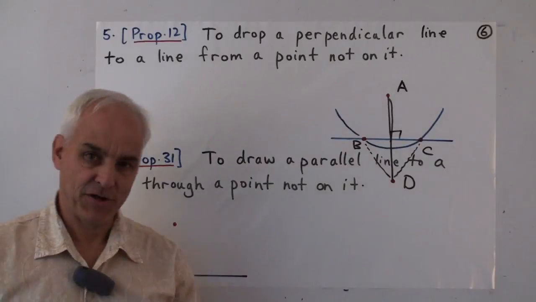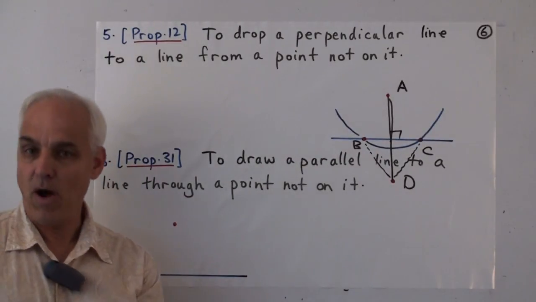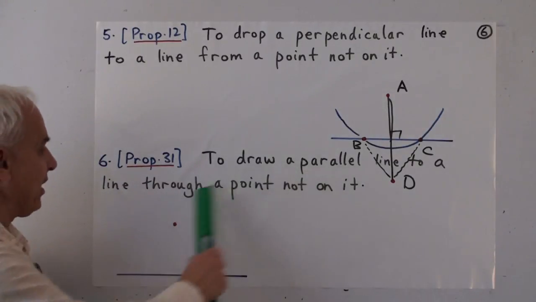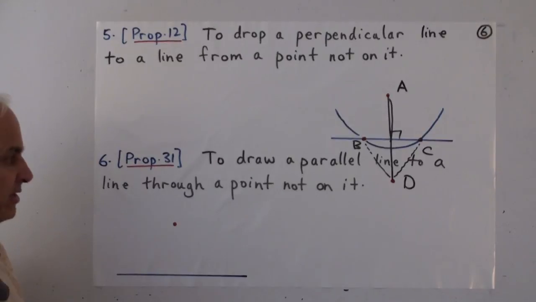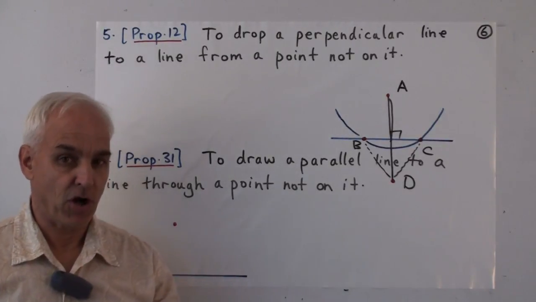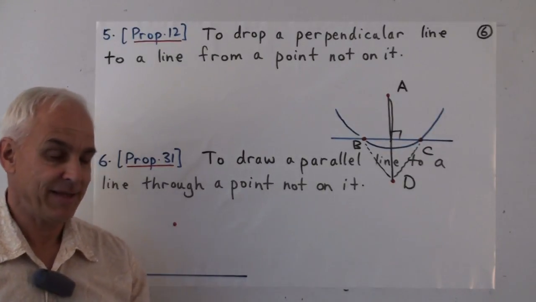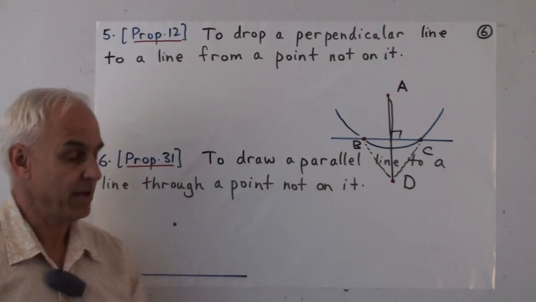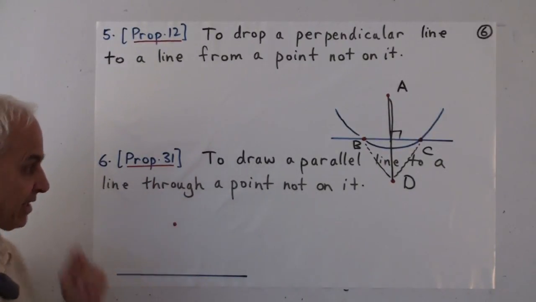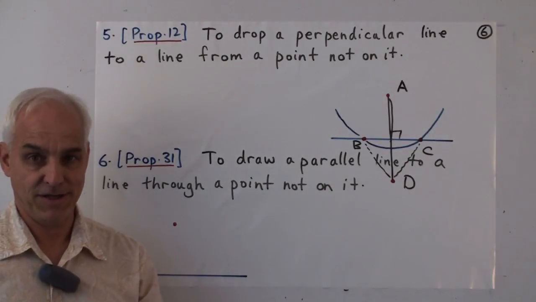Okay, in our sixth construction problem, it's actually a jump. We're going to go to proposition 31, which is to draw a parallel line to a line through a point not on it. Now I'm changing the order of these constructions, and I'm also changing a little bit the approach. That's particularly true in this example, because I'd like you to think about parallel lines in a different way than Euclid did.